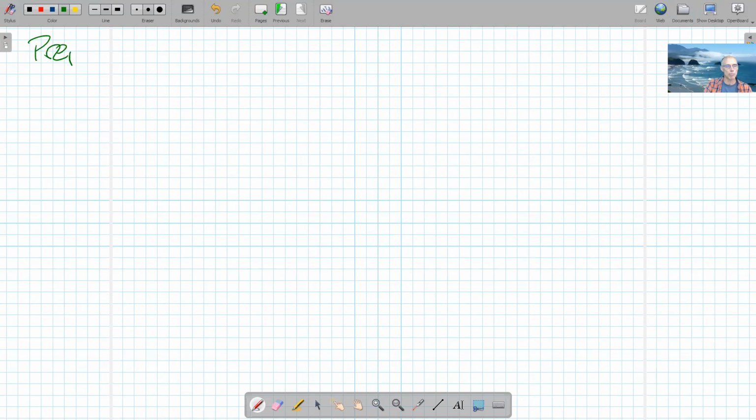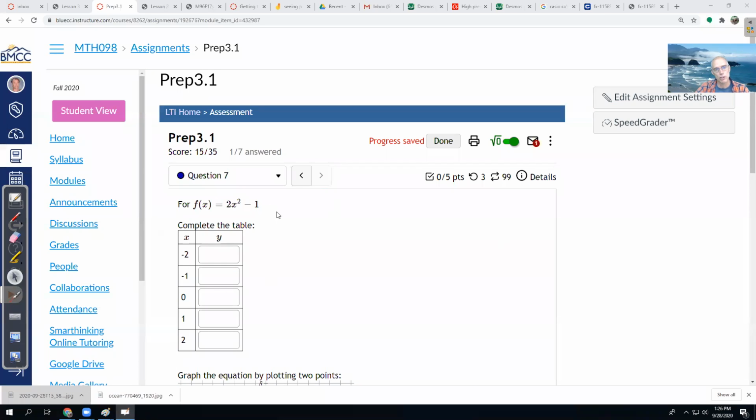This is prep 3.1, and I think I just got number 7, and it said f of x equals 2x squared, was it plus 1? Check, and a minus 1, okay. And we're not all gonna get exactly the same problem, but they're supposed to be about the same difficulty. So one person shouldn't get one that's dramatically harder than their neighbor.